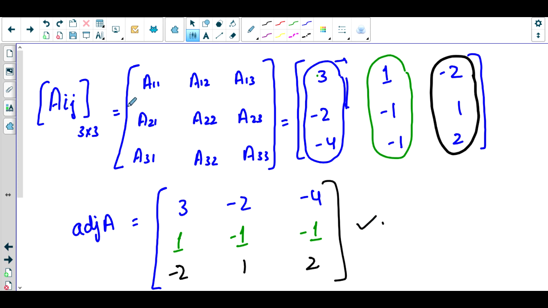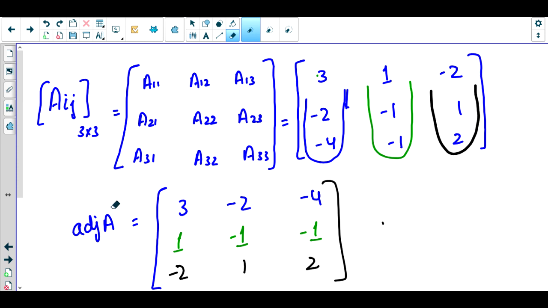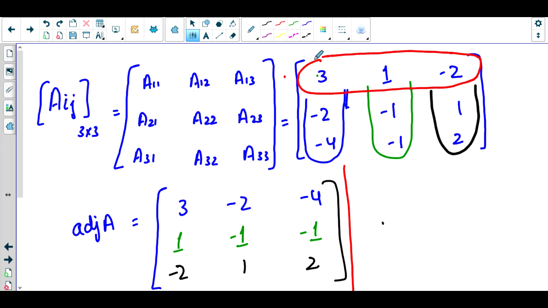We have the adjoint. Now for this question, finding the mod is easy. Why is it easy? Because we already have all the cofactors. So we can take any of the rows, multiply it with the cofactors, and we get the determinant. Now the second part we need to find the inverse is the determinant. So let's use the first row to find the determinant. Because we have the cofactors, we can use the formula directly.